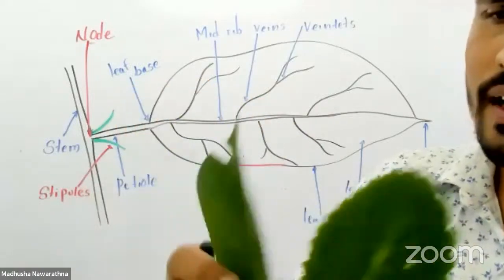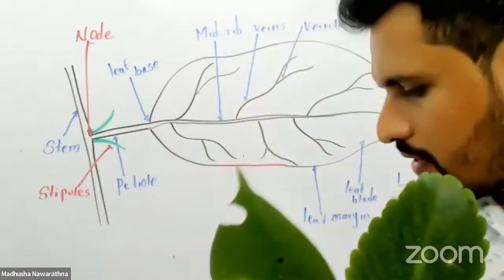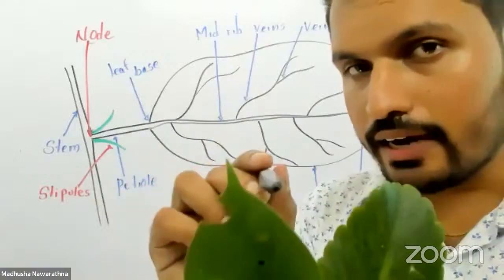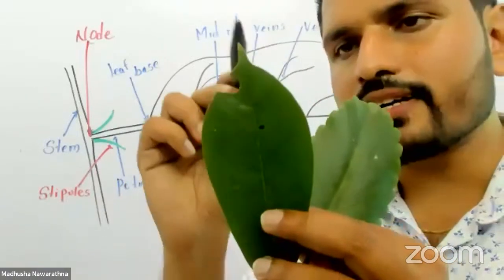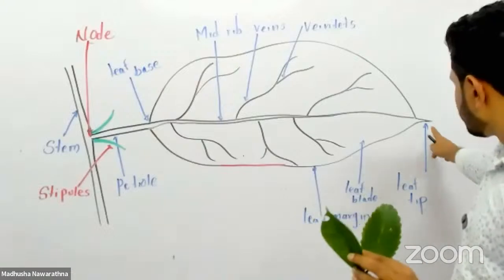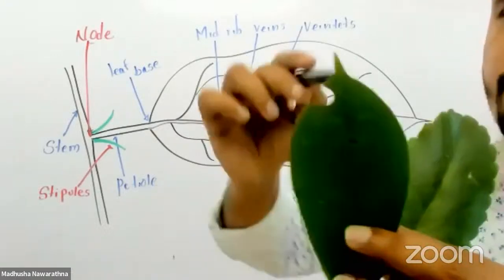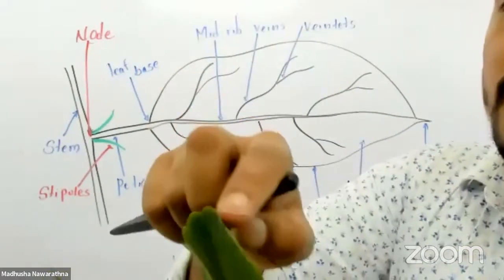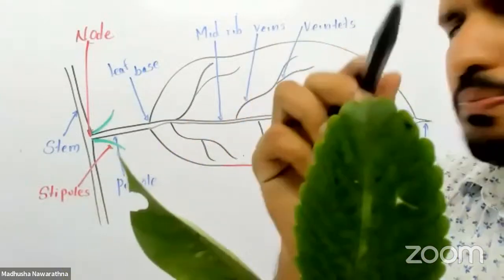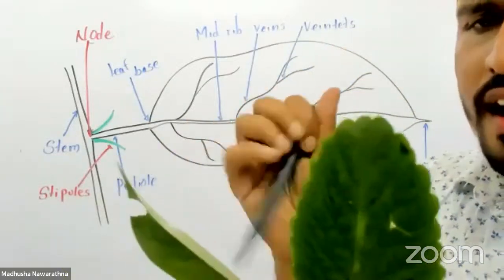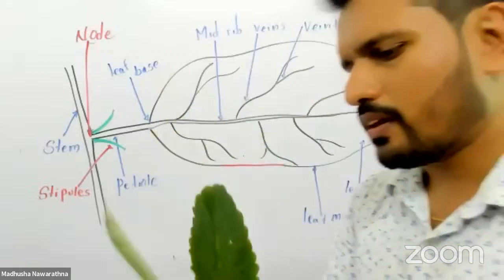And what about the tips? Look at the tips here. Kind of a pointed tip here, but here not such a pointed tip, just a rounded tip, right?